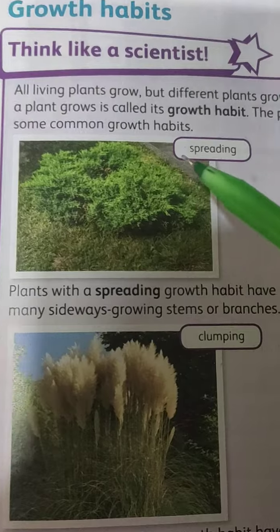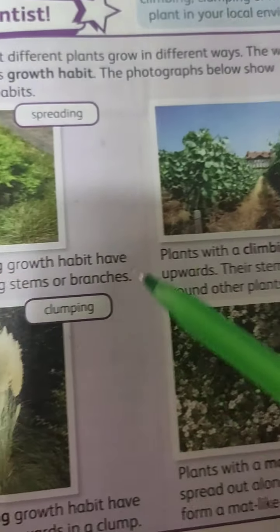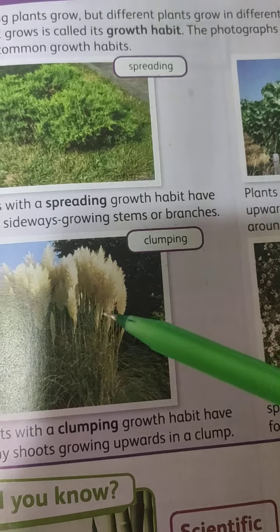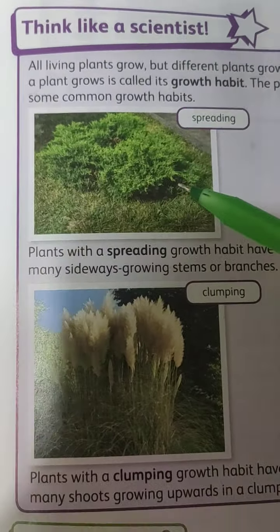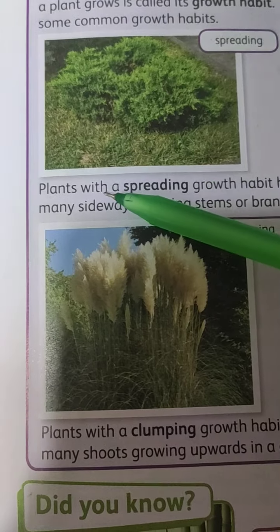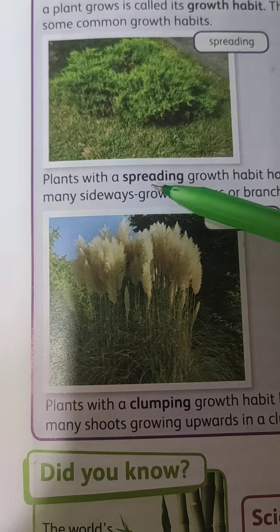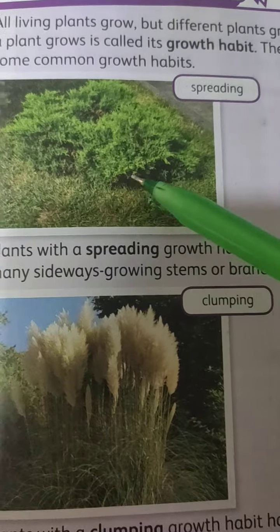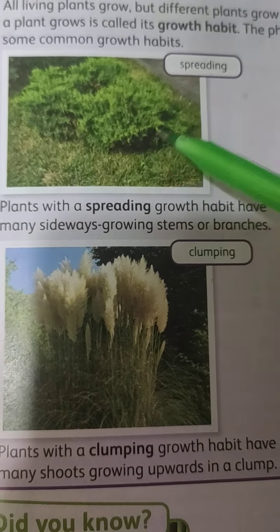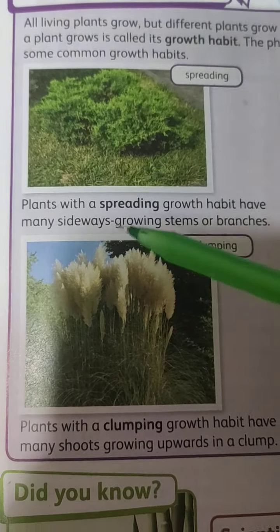So what are these growth habits? Look at the pictures. First is spreading, second is climbing, third is clumping, and fourth is mat forming. Have a look at these pictures, and by their names we can get an idea of how they grow. In the case of spreading, the plants grow sideways. Spread means bikharna, along the ground, sidewise. So in this picture, the plant is growing sidewise, so its name is what?